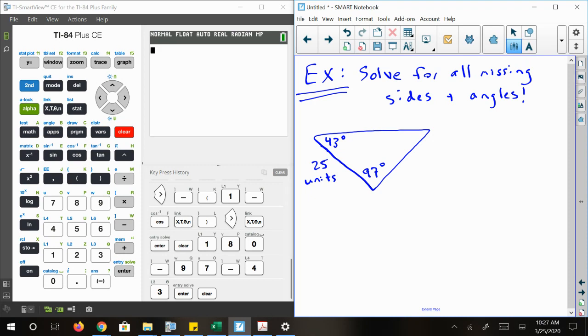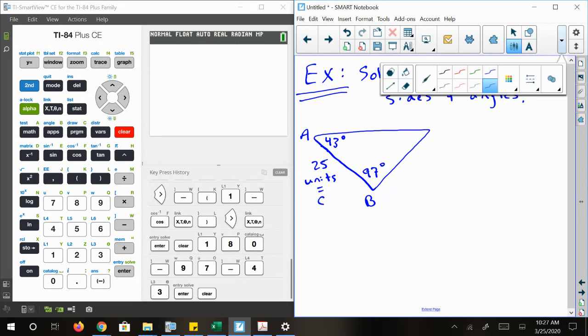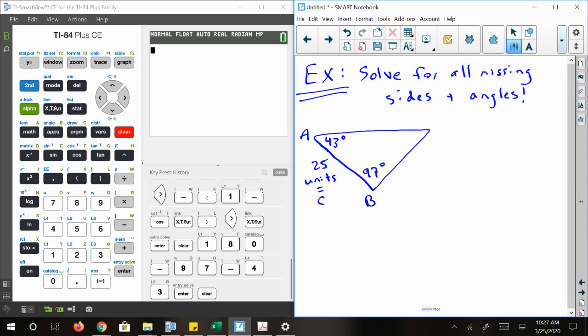I'm going to call this angle A, call this angle B, and then I'm going to call this right here side C. Okay, which means that this would be angle C because it's opposite side C. This would be side B, and then this over here would be side A. Okay. All right, so let's jump into starting to solve this.